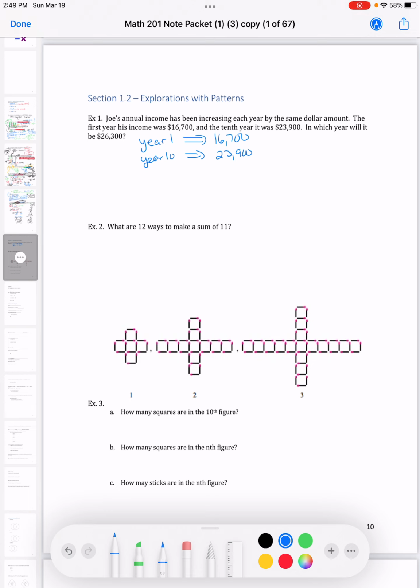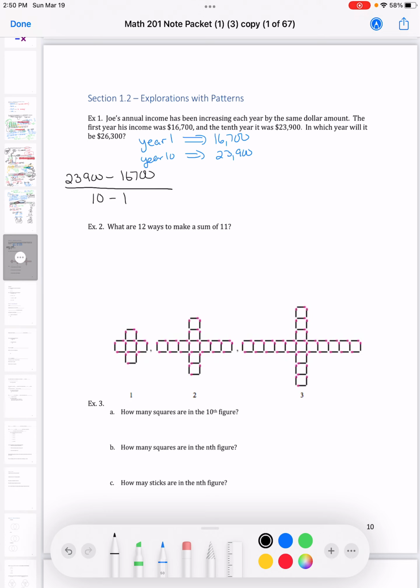So obviously it's something past year 10. Year 10 was $23,900, and then we went up to $26,300. But I'm not sure exactly what year it is. So I'm going to figure out how much money he increased each year, what his increase was. To do that, I'm going to figure out how much the increase was, and divide that by the number of years. So technically that's just 9 different increases. He didn't get an increase that first year, he was making that $16,700. That represents year 1.